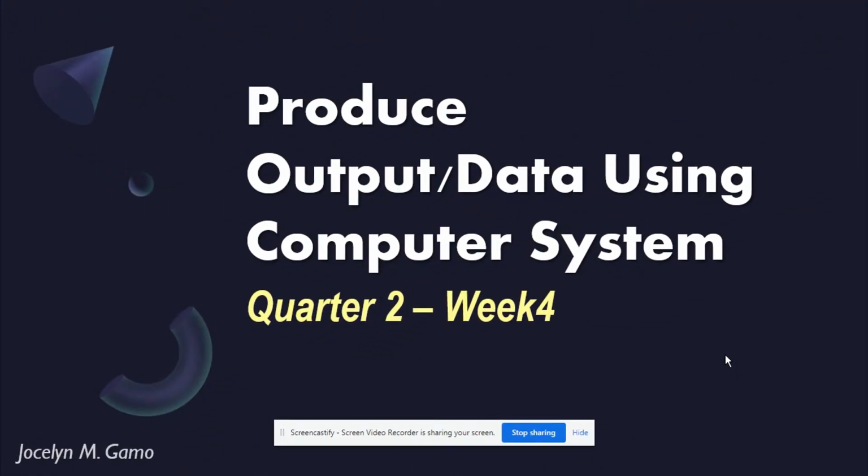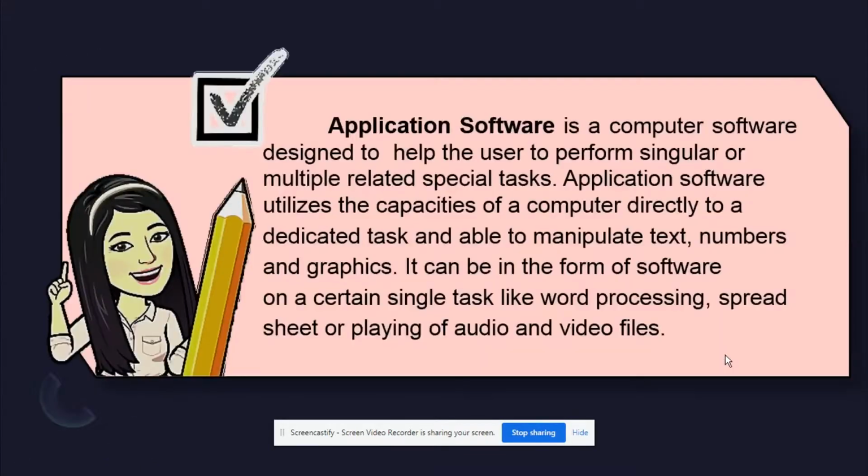For today's lesson, I will be discussing how to produce output data using a computer system. We are now in quarter two, week four. When we talk about this, we're talking about application software. Application software is computer software designed to help the user perform singular or multiple related tasks, such as word processing, spreadsheet, or playing of audio and video files.